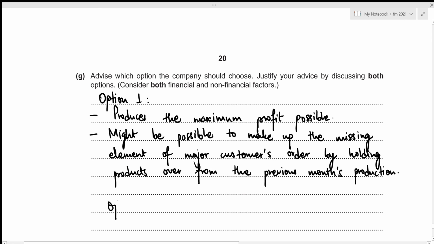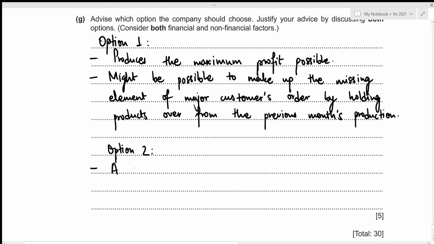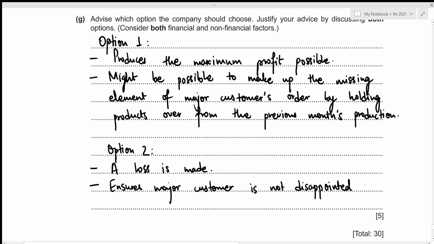Okay, let's discuss option 2 now. Under option 2, we see that we make a loss, right? So that is definitely not a good thing. A loss is made, but this would definitely ensure that the major customer is not disappointed and the danger of losing business is averted. Let's write it down. Ensures major customer is not disappointed and danger of losing business is averted.